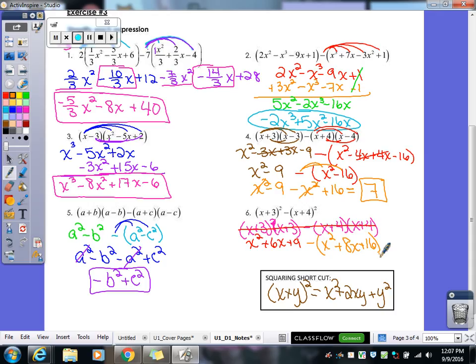So that's just a way to help you go a little faster, because there are going to be some problems where you've got little things like that squared. If you can memorize that shortcut, it's going to make your life a lot easier. Then the last thing we have to do is distribute your negative and combine your like terms. Hopefully when you combine them, you get negative 2x minus 7. Your x squareds cancel, and we get negative 2x minus 7.